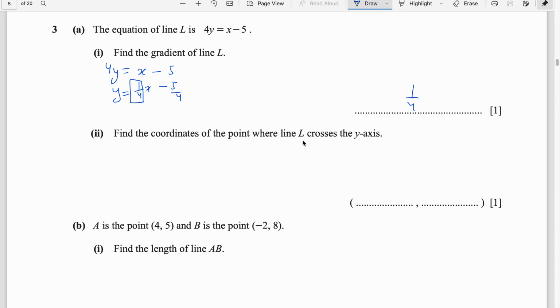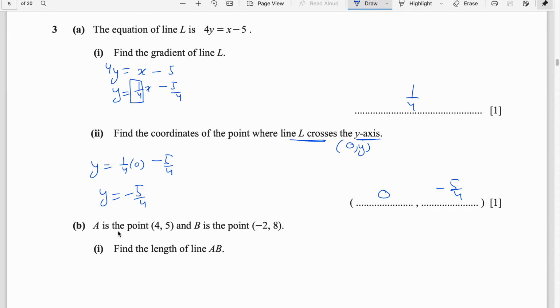Find the coordinates of the point where line L crosses the y-axis. So at the y-axis, the value of x is 0. And we just substitute it, and you get minus 5 by 4. So the point is (0, negative 5 by 4).